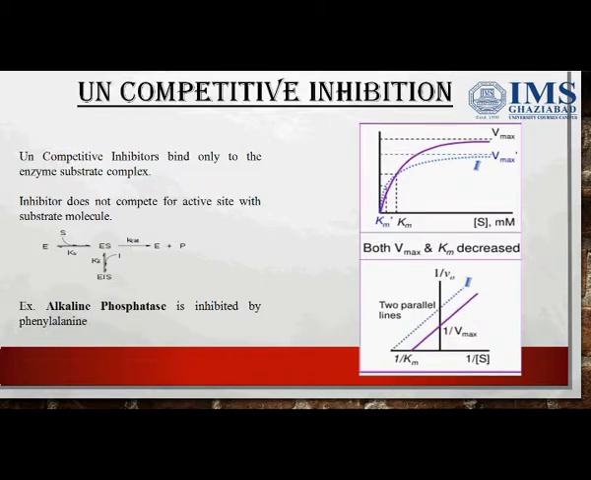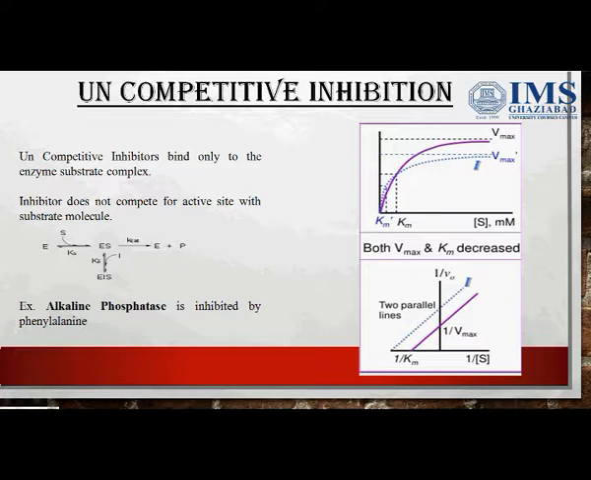The next type of inhibition is uncompetitive inhibition. In uncompetitive inhibition, the inhibitor molecule will only bind to the enzyme substrate complex and it will not bind to the free enzyme. As we can see, the enzyme first binds with the substrate, forming the enzyme substrate complex, and if the inhibitor is not present, it will result in product formation. But if the inhibitor is present, it will form the EIS complex, which will result in a dead-end complex and no product will be formed.